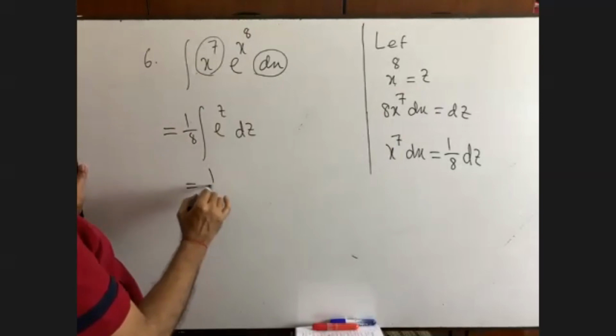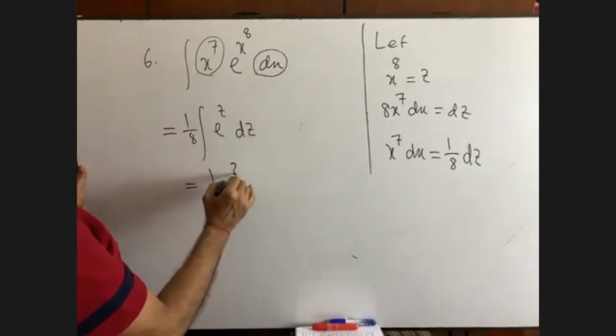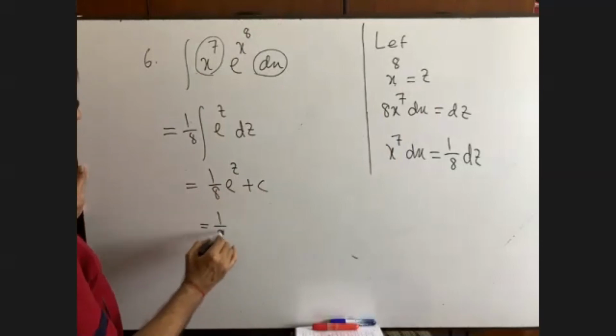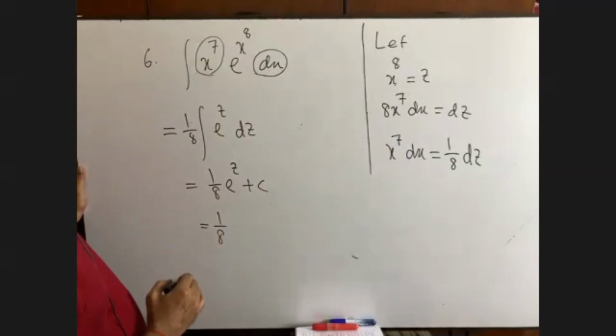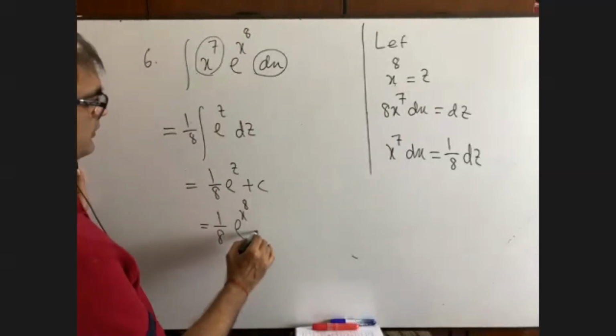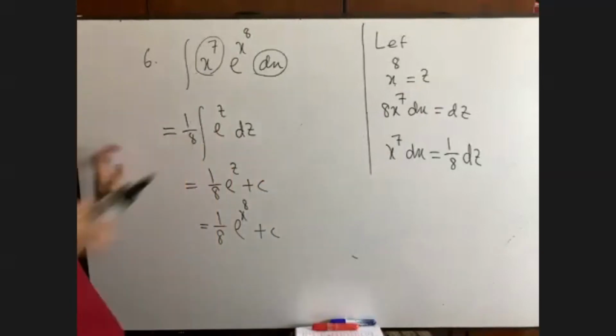So what is the integration of e to the power z? It is e to the power z. Now, we can put the value of z. Z equals x to the power 8, so the answer is e to the power x to the power 8 plus c, and we are done here.